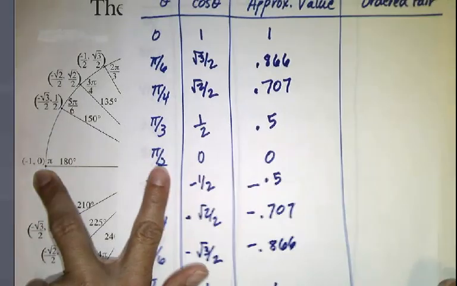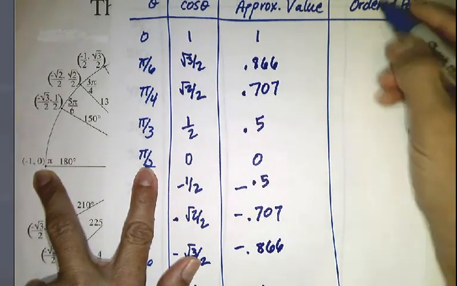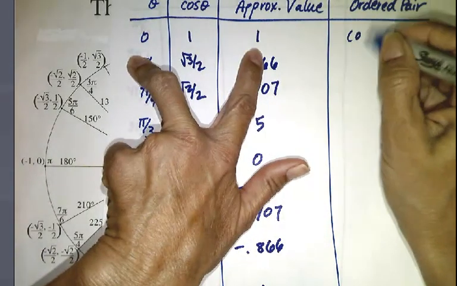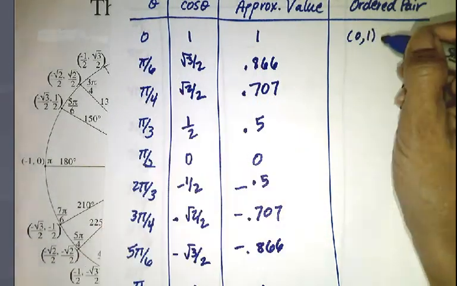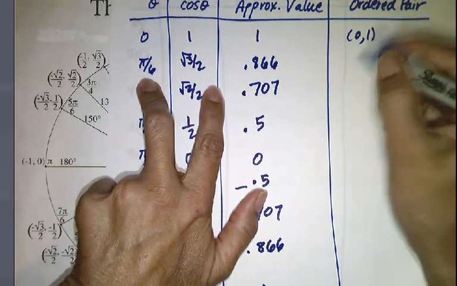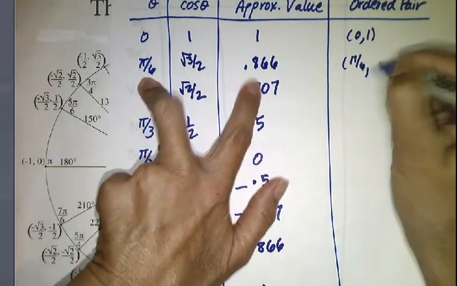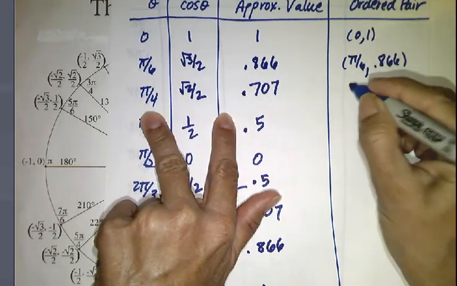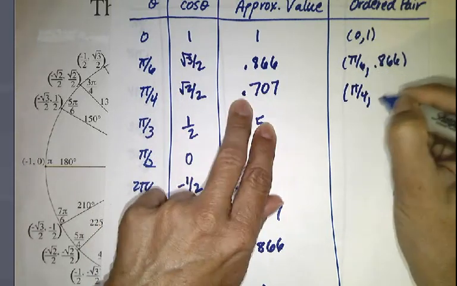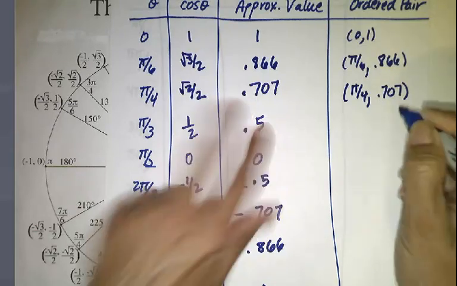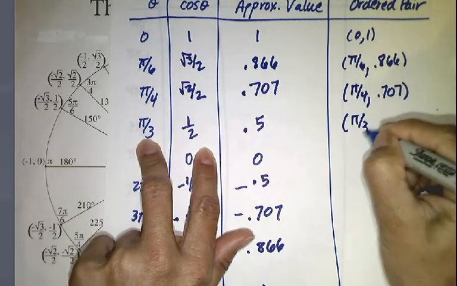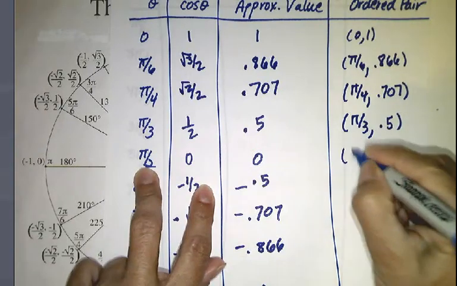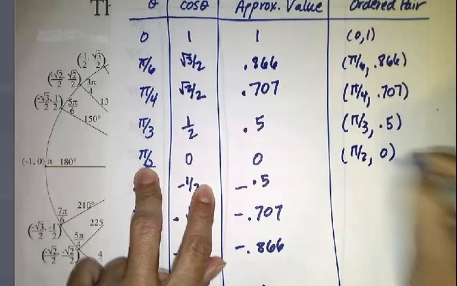So just to write down a couple of ordered pairs to help us sketch, we know that 0 gets mapped to 1. Pi over 6 gets mapped to about 0.866. Pi over 4 gets mapped to about 0.707. Pi over 3 gets mapped to about 0.5. And pi over 2 gets mapped to 0.